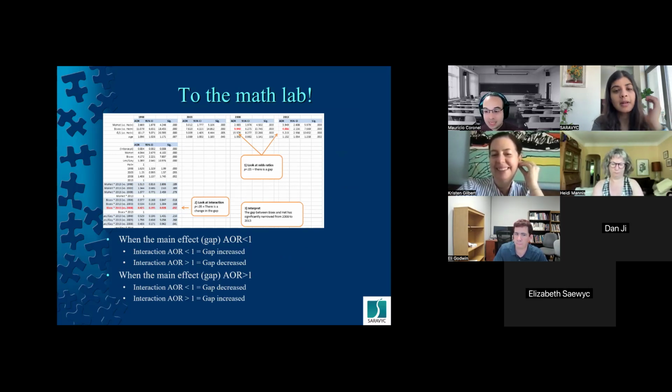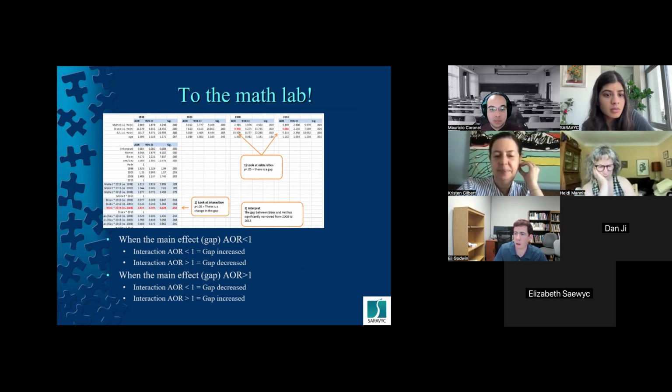We're going to look at it in a simpler way. Basically, we're looking at how things look for each of the years, if there's a difference or not. We look at that interaction, and we're able to tell with this mathematical model if that interaction is telling us that this ratio is getting bigger or smaller.